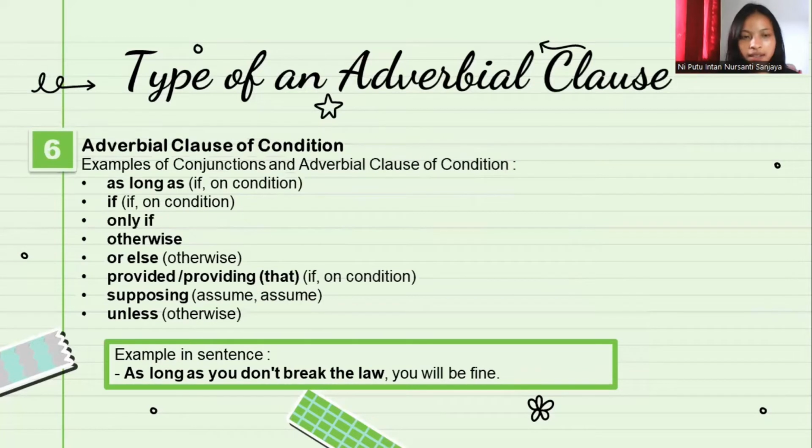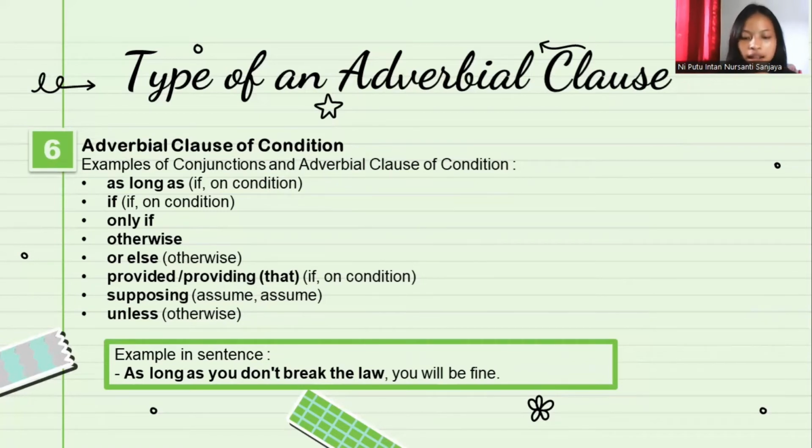Okay, next is adverbial clause of condition. For the example of conjunction and adverbial clause of condition, you can look at my screen and the example too.